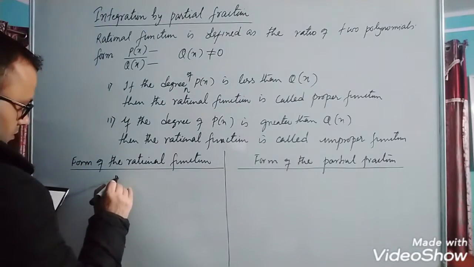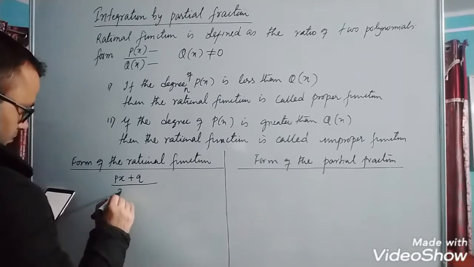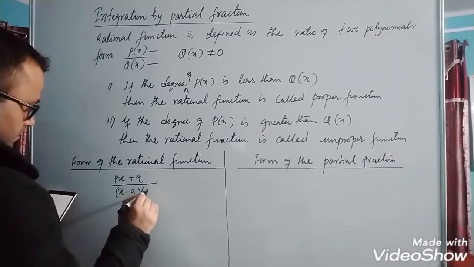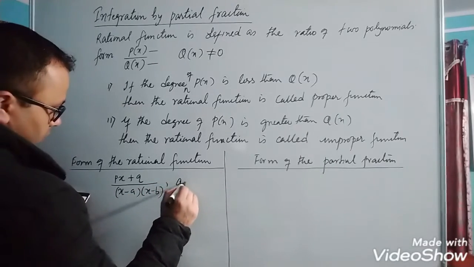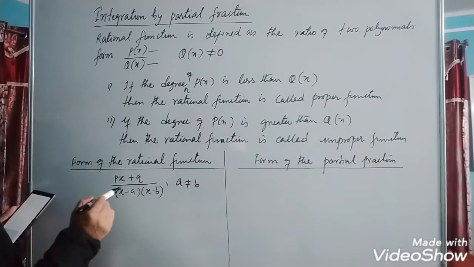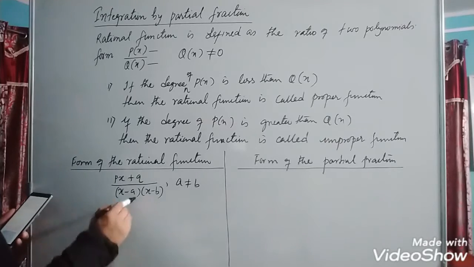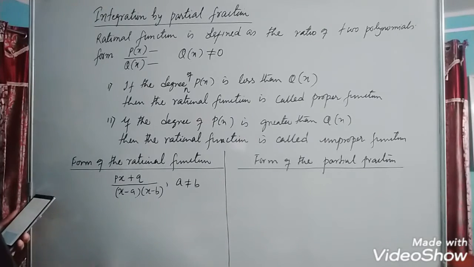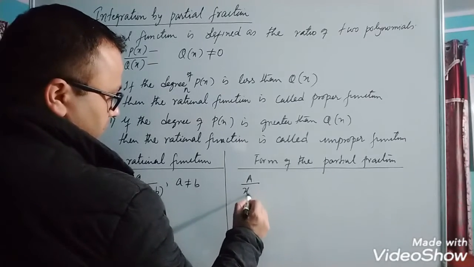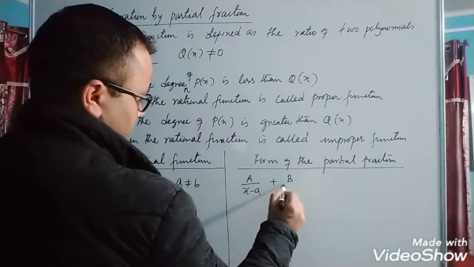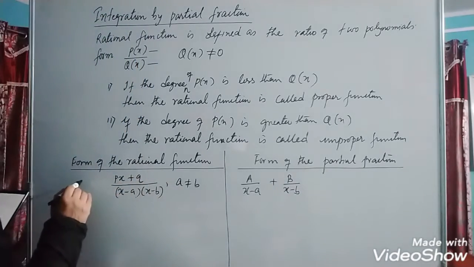Here the rational function is px plus q divided by x minus a into x minus b, where a is not equal to b. In this case the degree of the numerator is less than the degree of the denominator, so it is a proper function. The partial fraction will be a by x minus a plus b by x minus b.